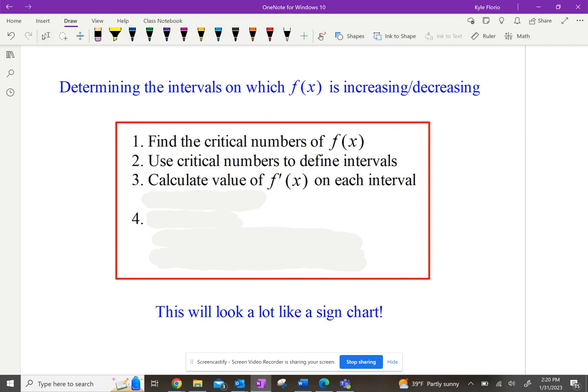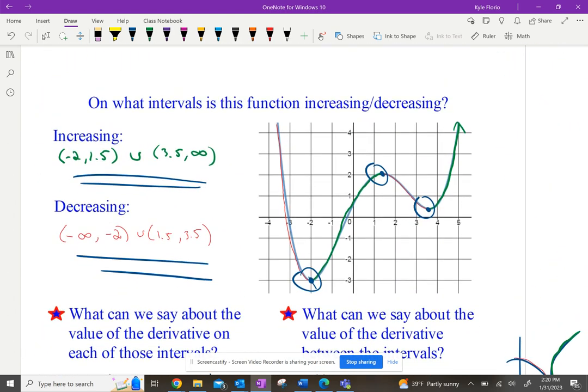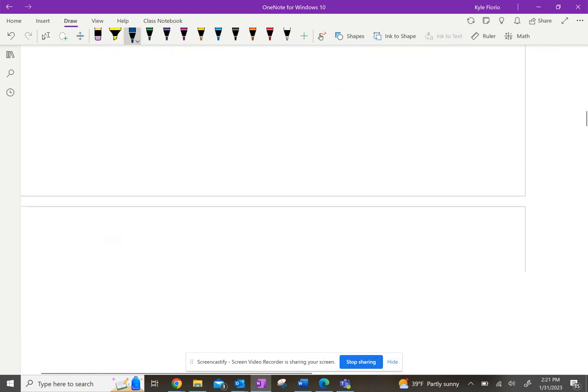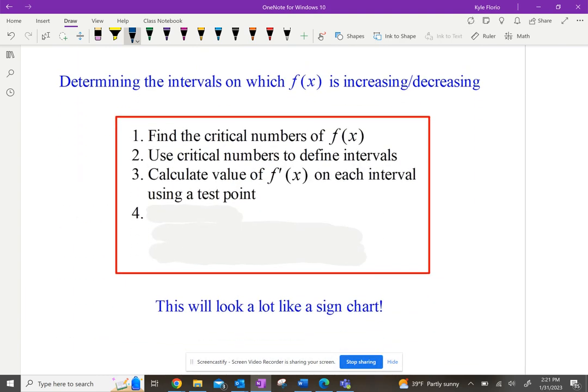Then to find out whether the function's increasing or decreasing, we're going to calculate the value of the derivative using a test point. So if I come back up to here, I know my critical numbers are -2, 1.5, and 3.5. If I plug in a number less than -2, the function is decreasing, so I should get a negative value. If I plug in a number between -2 and 1.5 into my derivative, I should get a positive value, which means my function is increasing. And if I plug in a number between 1.5 and 3.5, I should get a negative value because my function is decreasing. And if I plug in a number bigger than 3.5 into my derivative, I should get a positive output, which means my function is increasing. If you didn't catch that, we're going to do that with some examples, but that's what step 3 is. Plug numbers into the derivative to find out whether it's positive or negative.